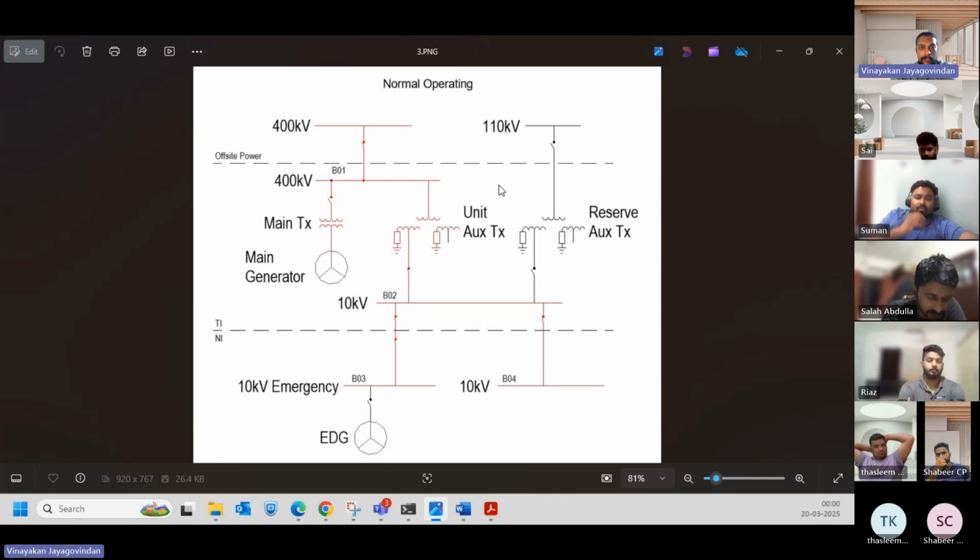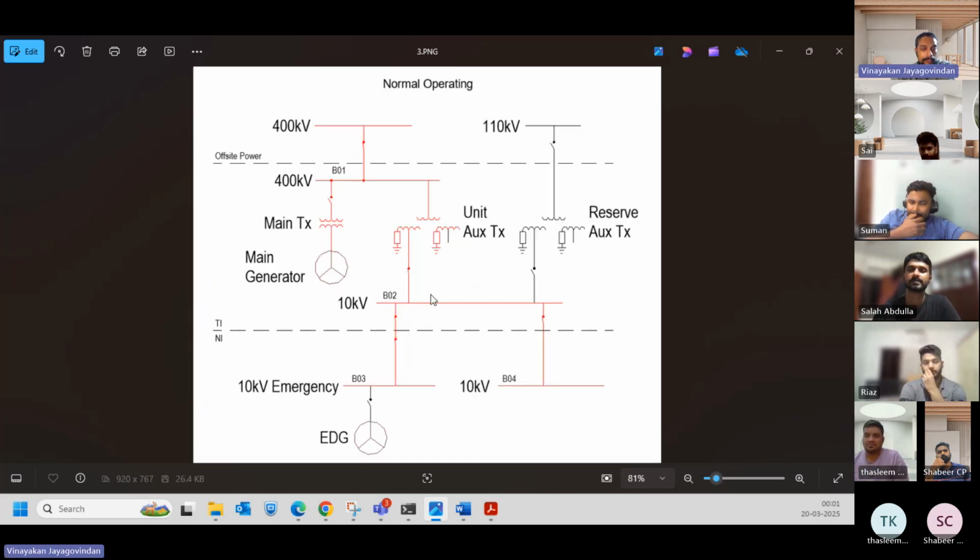And similarly, in the normal operating situation, this nuclear plant is generating power, which is transmitted to this offsite power grid. Similarly, from this B1 bus bar, we are using the power for our station operations through these unit auxiliary transformers, as explained before.